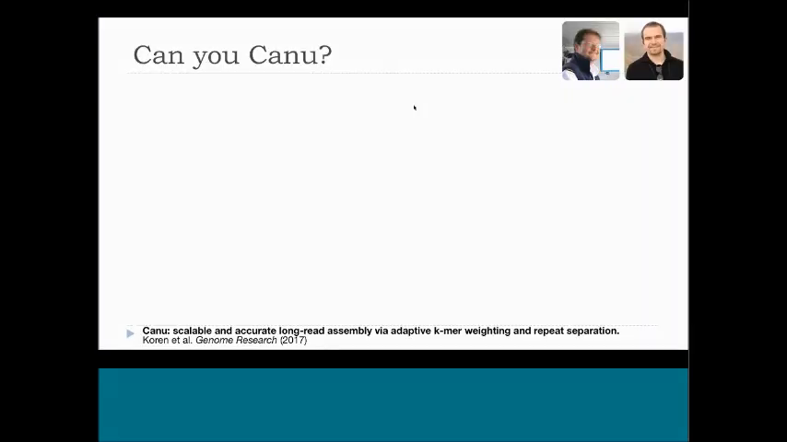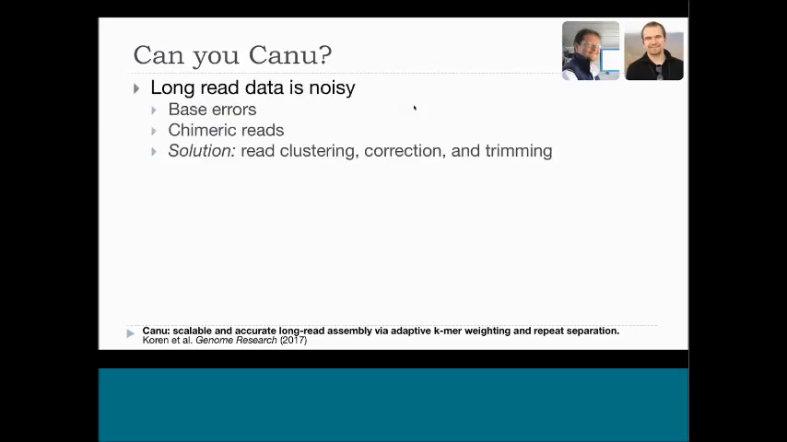And started work on what we now call the Canu assembler. This was primarily work done by Brian Walenz and Sergey Koren in the top right here. And it's really a reinvention of the Celera assembler, which has been around for years, but repurposed for the new challenges of long reads. And so we just published this in 2017 in Genome Research last year, but it's been around in various flavors for the past 5 years or so.